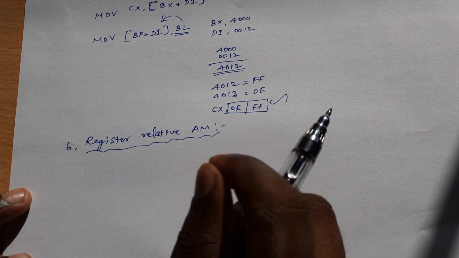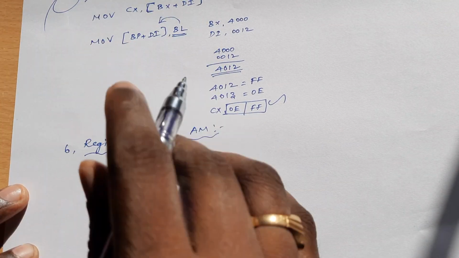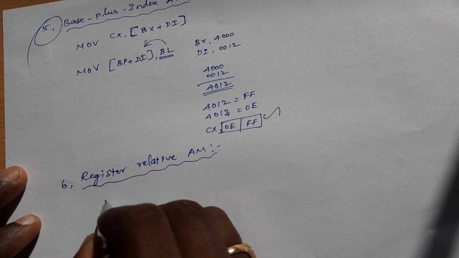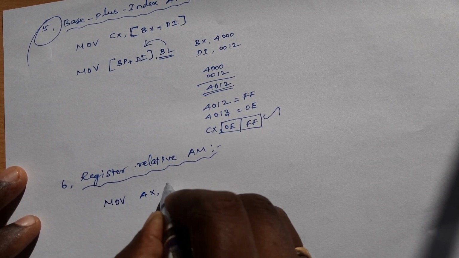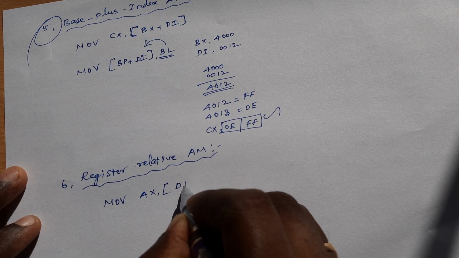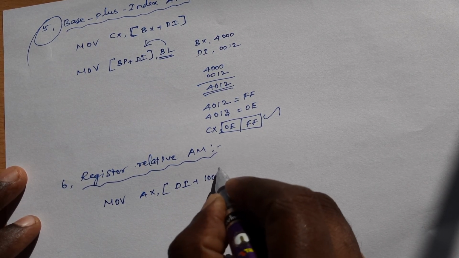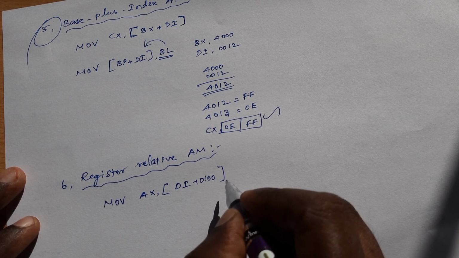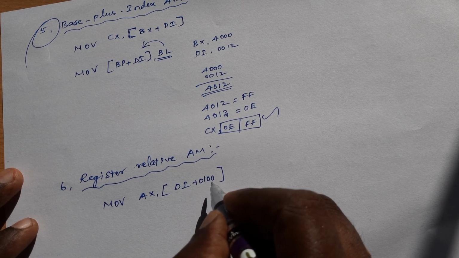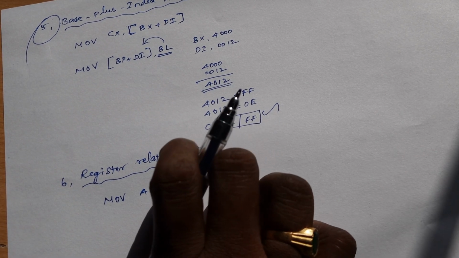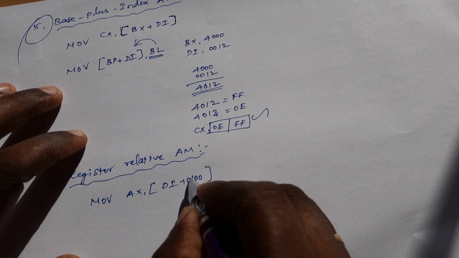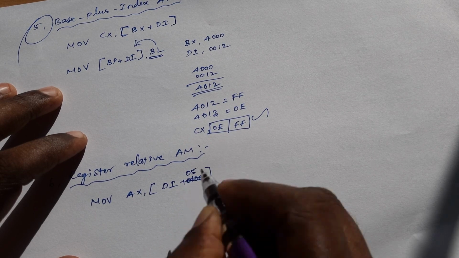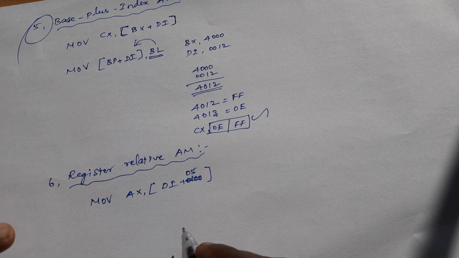So similarly here, it is similar to the previous fifth addressing mode, base plus index addressing mode. An example of register relative addressing mode is MOV, say, AX comma DI plus 100. 100 in the sense 0100, or we can just have 2-digit addresses too. So here this is the example. To avoid confusion, we are not going to use such huge data, so I am just going to have 05. It's in hexadecimal.